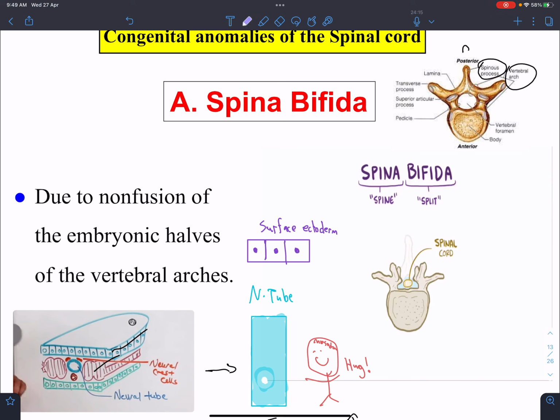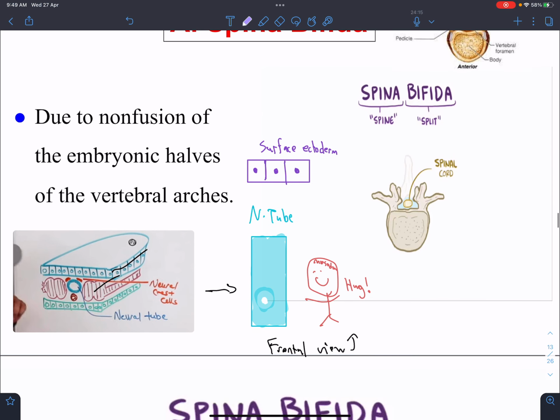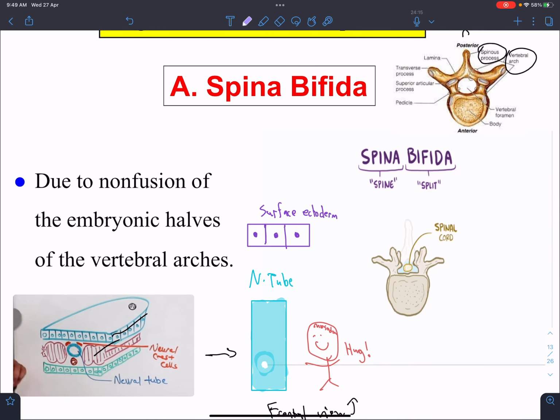Because there is, in short, in summary, failure of closure of the caudal end of the neural tube. Okay, failure of closure of the neural tube. That's why there's non-fusion. Khalas? Perfect. This is the reason for all types of spina bifida. There are 4 types. All of them have the same reason.